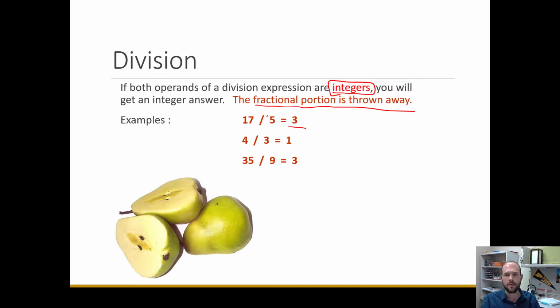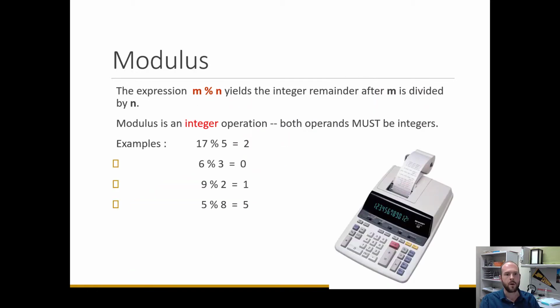We have another operator that is specific to integers called modulus, and you use the percent sign for modulus, m modulus n. And that gives you the integer remainder after m is divided by n. So for that 17 modulus 5, remember 5 went in 3 complete times and then had a remainder of 2. So 15 would be 3 complete times, and then there's 2 more unaccounted for. So the remainder of the integer operation is 2. So a modulus gives you a remainder from an integer division.